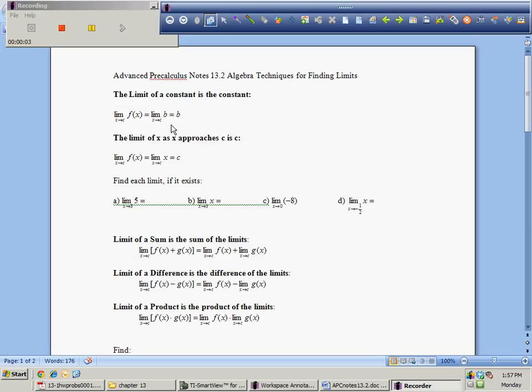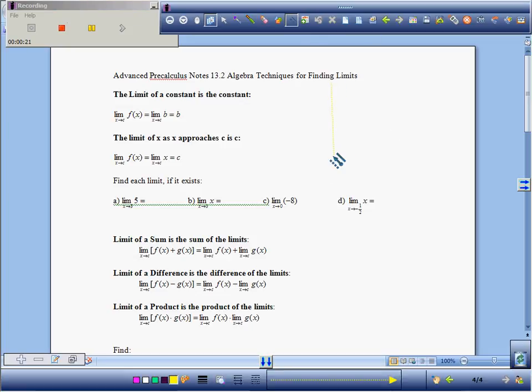Here it says that the limit of a constant is just equal to that constant. So what that means is, if I were to draw the graph of, for instance, this limit of 5 as x goes to 3, what's that going to be? You know what that means?